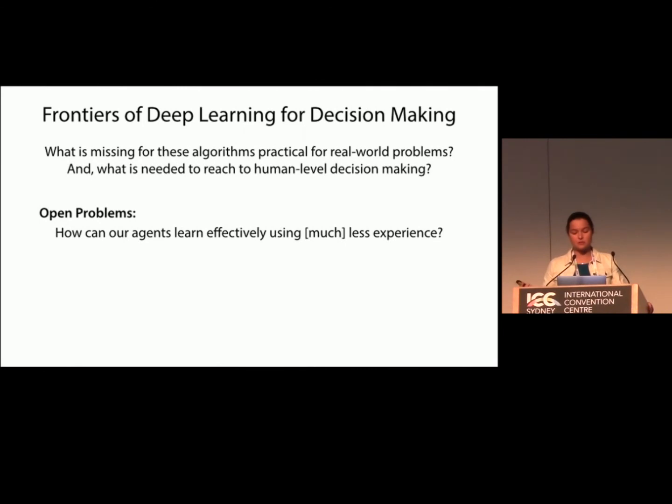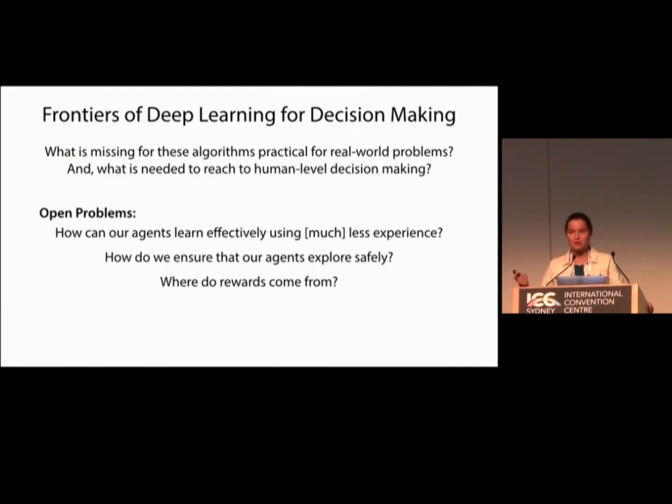First, how can our agents learn effectively using much less experience? Typically reinforcement learning algorithms require quite a large amount of experience, and humans can learn from much less. How can we also ensure that our agents explore safely, which is crucial for deploying these systems in real-world settings? And then lastly, where do the rewards come from? How do we ensure that these methods are actually doing what we want them to do?